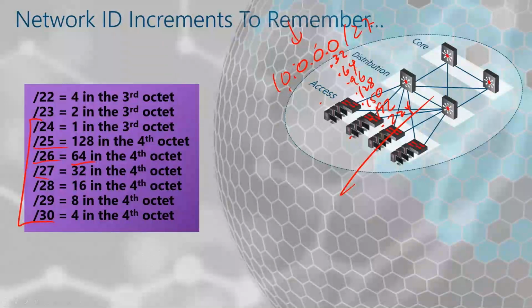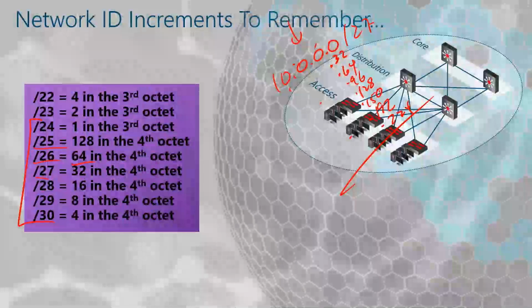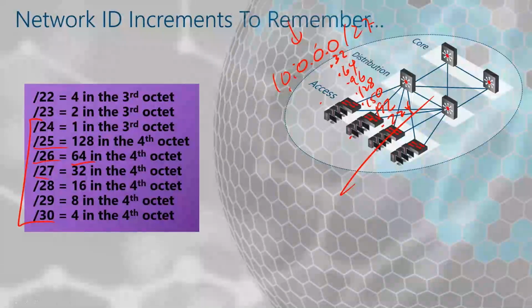So as you can see, if you know how to do that and you have these memorized, then you can figure out all the network IDs. And if you can figure out all the network IDs, then you can figure out all the addresses in between. And if you can figure out all the addresses in between, then you can answer any question that shows up on the certification exam.